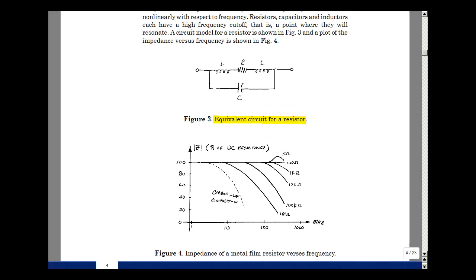Here's a normalized plot of the impedance of various resistor values versus frequency. These are carbon metal film resistors. So for low values of resistance, it pretty much looks like an RC circuit. In other words, the L doesn't have much of an effect.